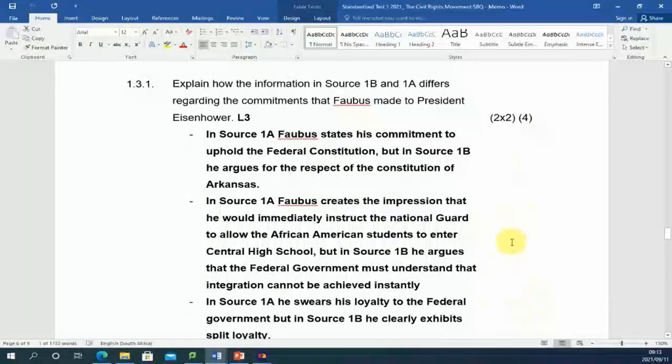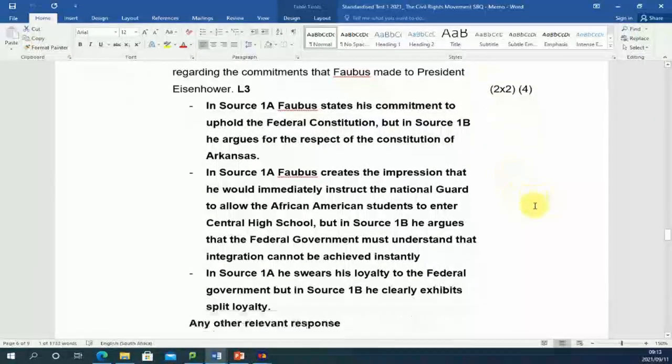Another 1A and 1B comparison is another 2 marks, okay? It's not that you get 2 marks for drawing something from 1A and then another 2 marks for drawing one thing from 1B. No, you must have 2 different sets of comparisons, okay? 2 different sets. So in source 1A, Forbes states his commitment to uphold the federal constitution, but in 1B he argues for the respect of the constitution of the state of Arkansas. So he's saying, I respect the federal constitution, but in the other one he's saying, but I don't. So that's the difference, okay? We're looking for the difference in commitments.